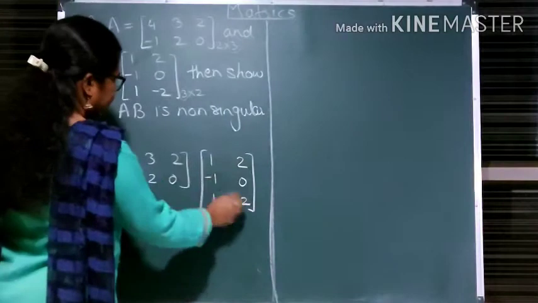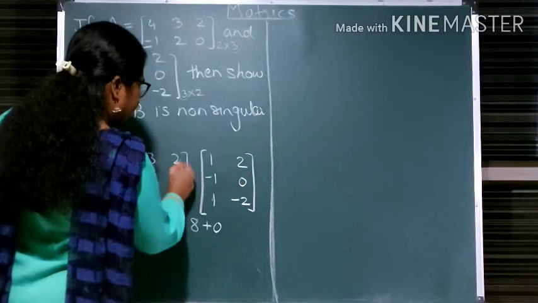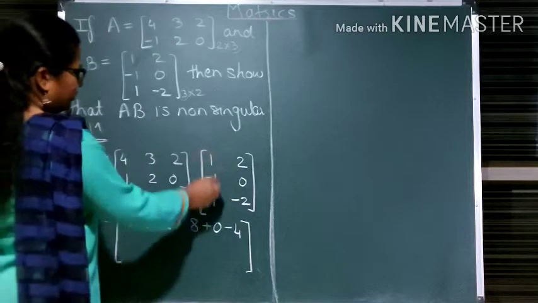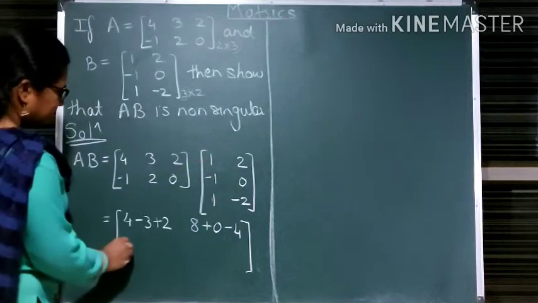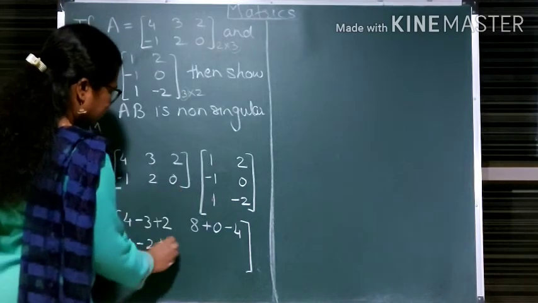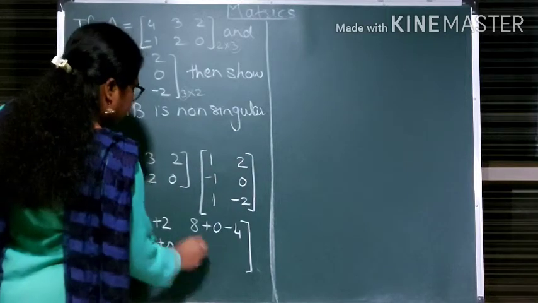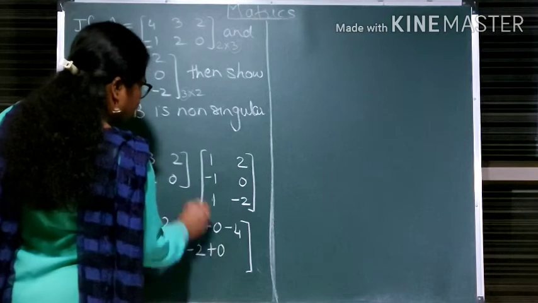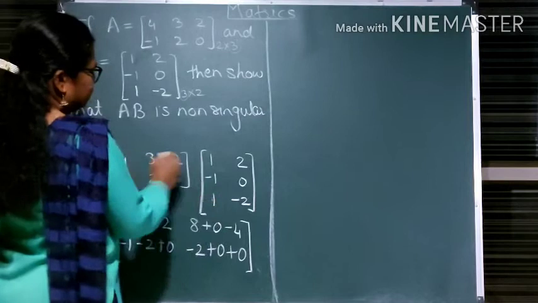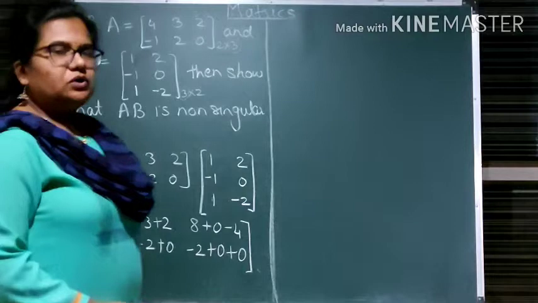Now first row, second column, 4 into 2 is 8, 3 into 0 is 0 and 2 into minus 2 is minus 4. Then second row, first column, minus 1 into 1 is minus 1, 2 into minus 1 is minus 2 and 0 into 1 is 0. Second row, second column, minus 1 into 2 is minus 2, 2 into 0 is 0 and 0 into minus 2 is 0. So all four entries are over.